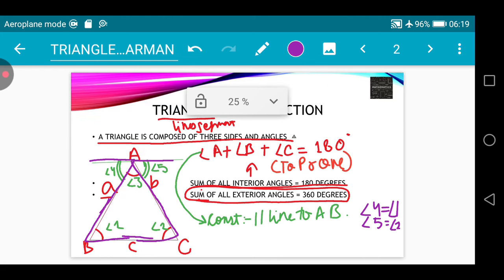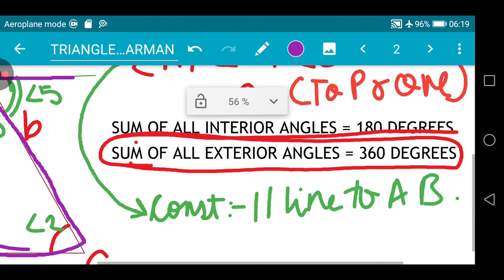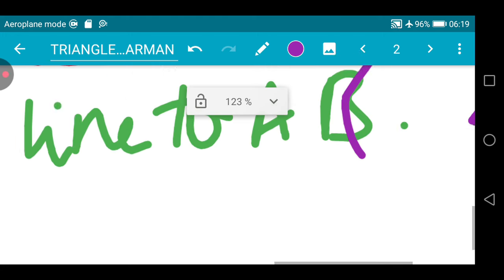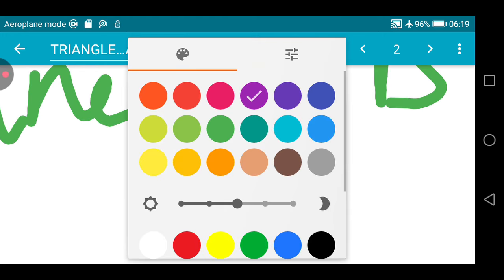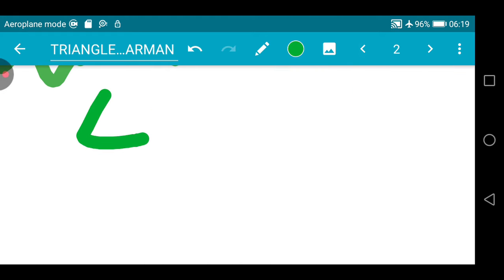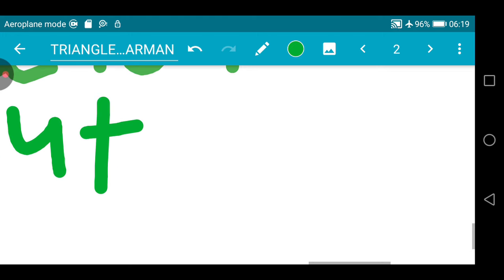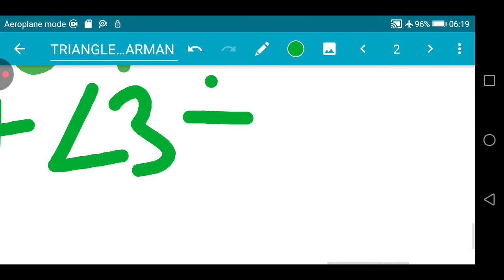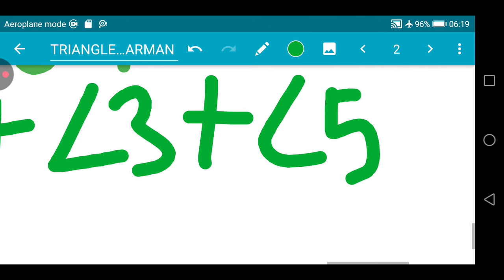And we know angle 4 plus angle 3 plus angle 5 will be 180. Why? It is a straight line. Why will we say it is a straight line? Angle 4 plus angle 3 plus angle 5 would be 180 degrees.